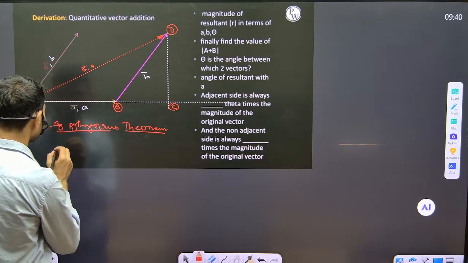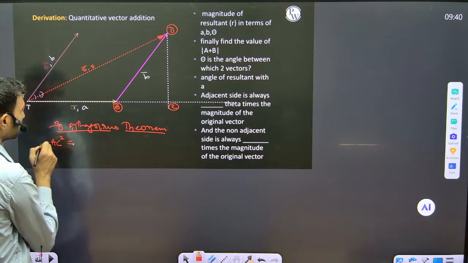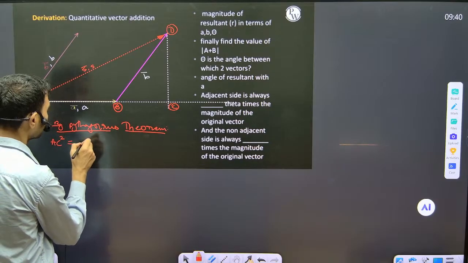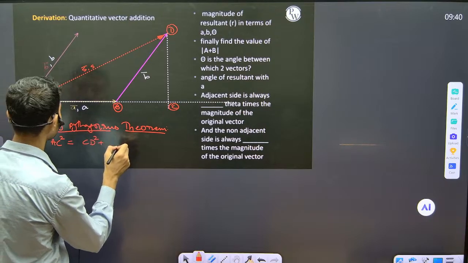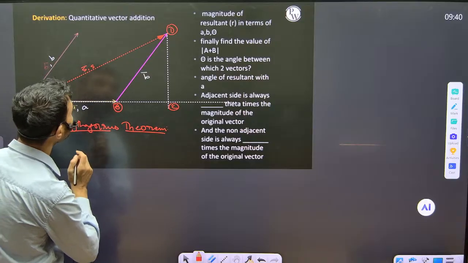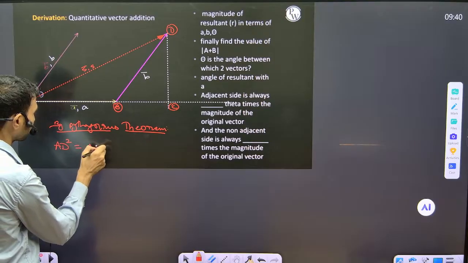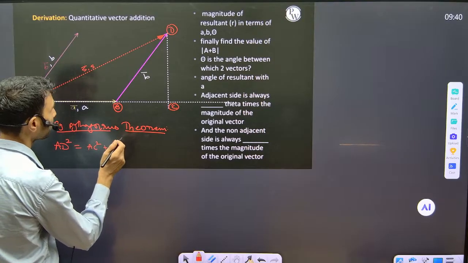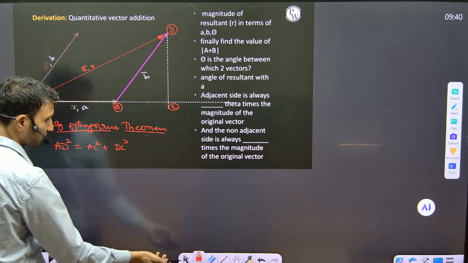By Pythagoras theorem, I can write AC square is equal to CD square plus, sorry, not AC square, hypotenuse, no? ED square. AD square is equal to AC square plus DC square. That is by Pythagoras theorem, right?